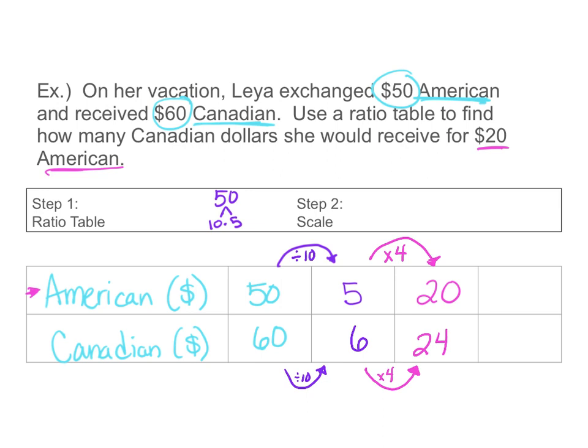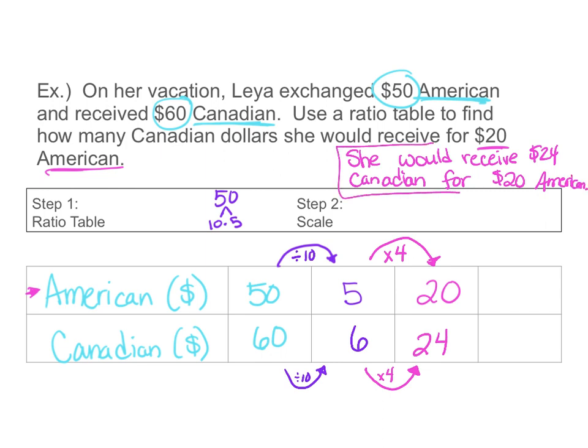Now let's go back to the question. It says, how many Canadian dollars would she receive for 20 American dollars? And then I would say she would receive 24 Canadian dollars for 20 American dollars. All right, and then I'm going to go ahead and box my answer.